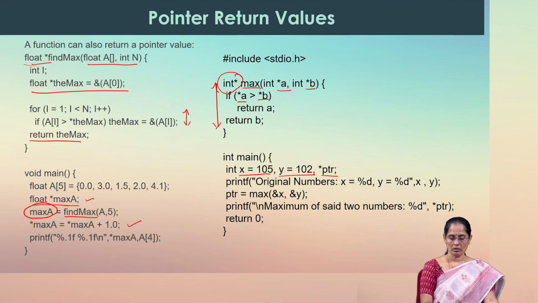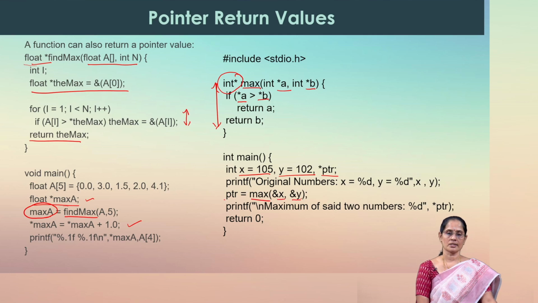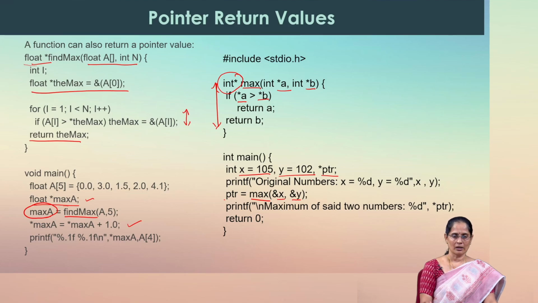So, what we are doing now? We are calling the max function, passing the two pointers as arguments, ampersand x and ampersand y. We compare the values of those two addresses. Actually, ampersand x points to 105 and ampersand y points to 102. These two values are compared, and the address of the value which is the maximum will be returned as the return value.